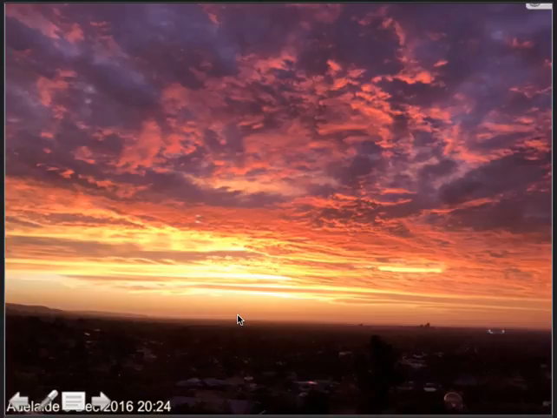Okay, this concludes part 1 of pelvic organ prolapse, and we can see now the sunset from my little room here, 4 minutes later compared to the first picture.